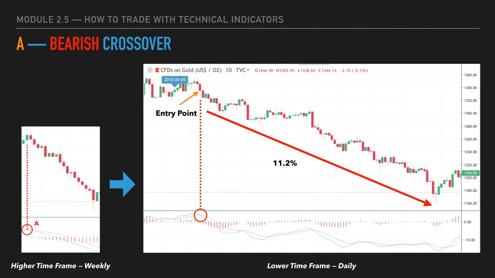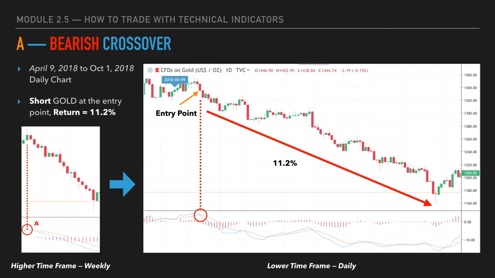First, on the higher time frame, the weekly chart, a bearish crossover happened at point A, so we go to the lower time frame and look for short setups. This is the daily chart from April 9, 2018 to October 1st, 2018. We enter our short position on April 9 at the price of 1,337. That's a return of 11.2% before we turn to a long position at the bullish crossover B.